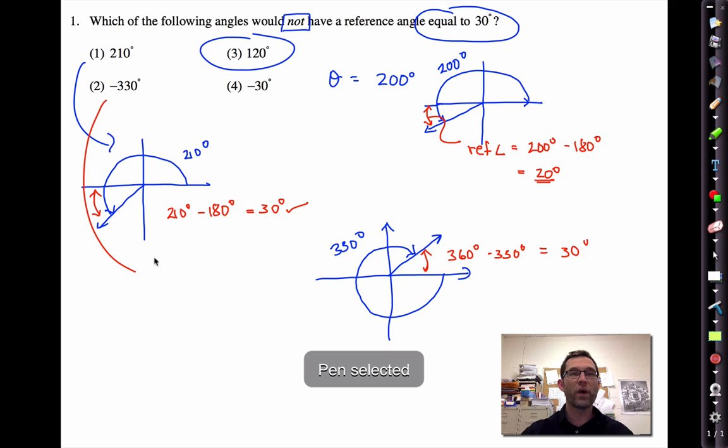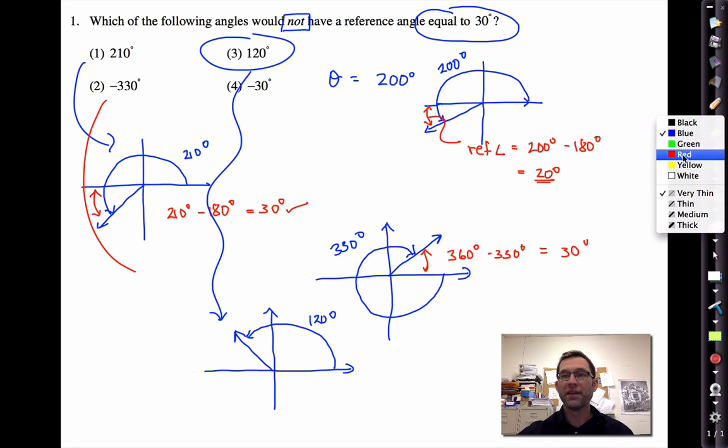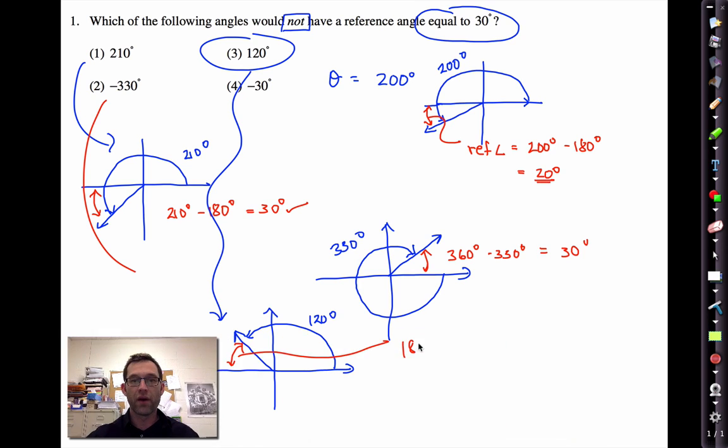All right, let me go back here. Let's try 120 degrees. Let's see what that's going to be. Let me go all the way down here. A 120 degree angle is going to be in the second quadrant, because that's an angle bigger than 90 but less than 180. Again, its reference angle, the angle from the terminal ray to the nearest x-axis, would be 180 degrees minus 120 degrees, and that would have a reference angle of 60 degrees. So that's my actual answer. That's got a reference angle of 60 degrees, and I was looking for one that didn't have a reference angle of 30.